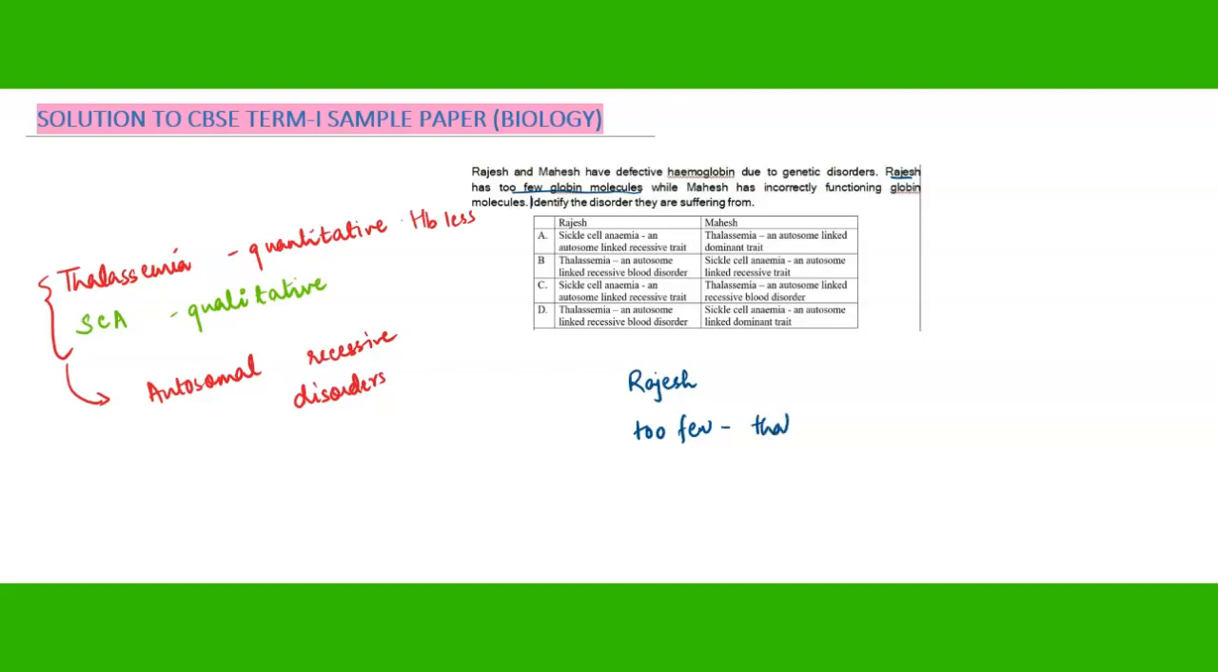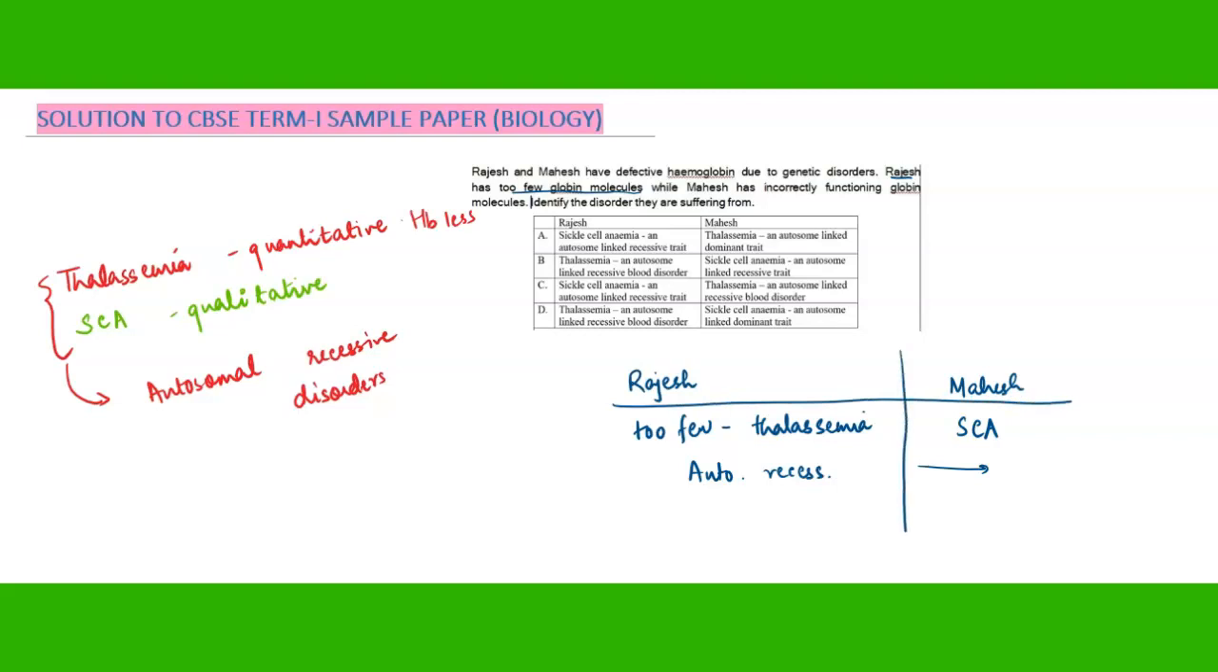That means indirectly they are talking about thalassemia. Whereas Mahesh has incorrectly functioning globin molecules. That means indirectly they are talking about sickle cell anemia in the case of Mahesh. And both they fall in the category of autosomal recessive disorders. So this is the gist which we have created in our mind. Now we will look in for the options.